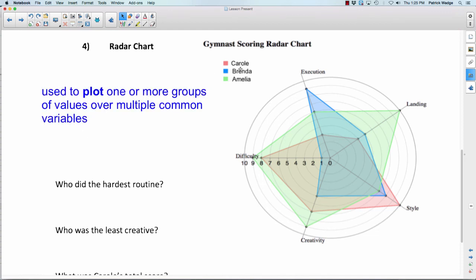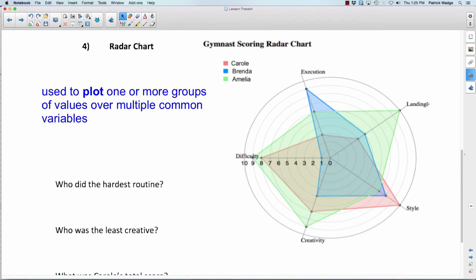variables. So what that means is we're going to look at either one thing, or in our case, we're going to look at three things. We're going to look at three gymnasts. Carol does gymnastics, Brenda does gymnastics, and Amelia does gymnastics. And they do some kind of routine. Let's say it was a floor routine in gymnastics. And then they get marked on 5 different things. They get a mark for how difficult their routine was, how well they executed it, how well they did their landings, the style they employed, and how creative it was.